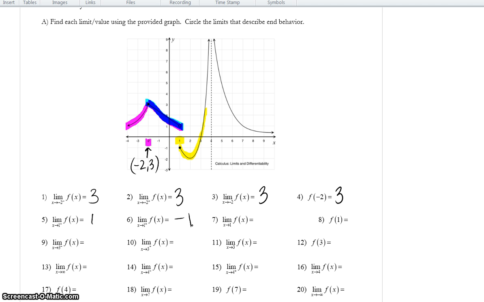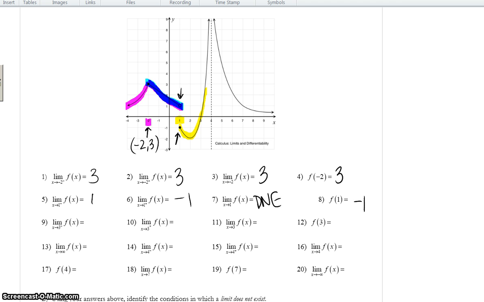And these two limits are not the same, so the limit as x approaches 1 of f of x does not exist. And f of 1 is equal to -1, because here we have the included value and here is an open circle. So our answer for number 8 is -1.